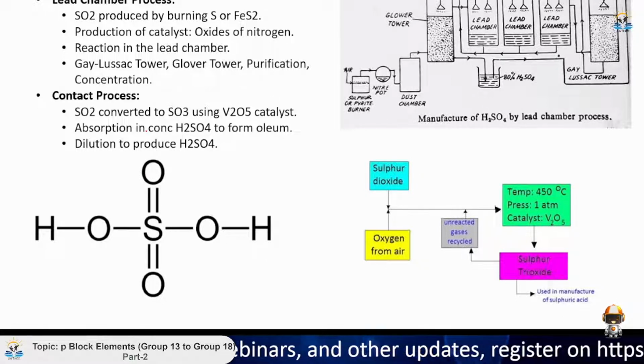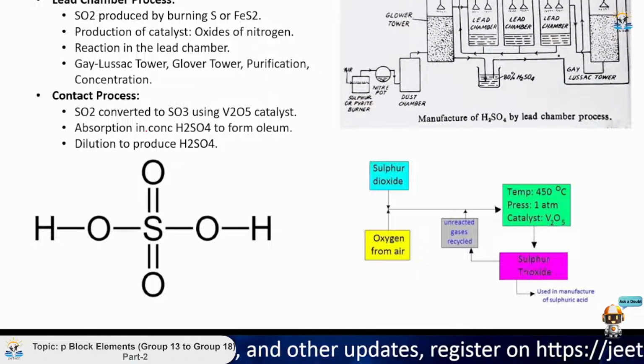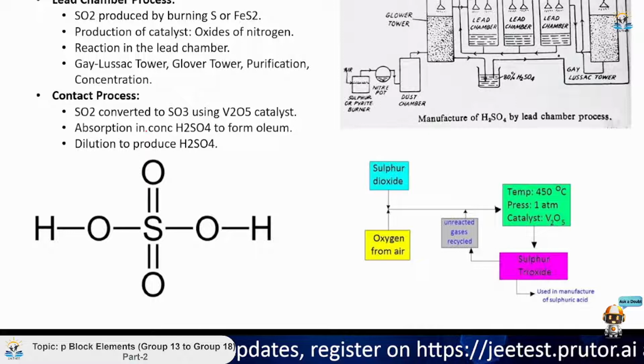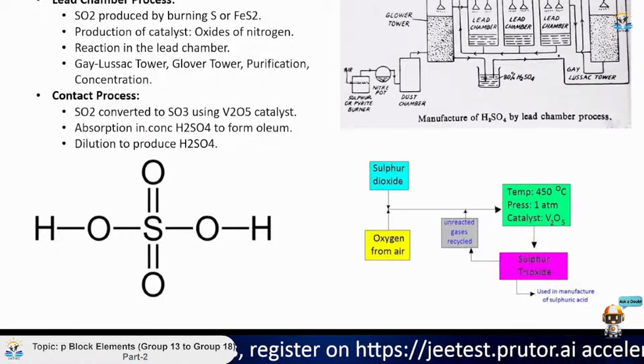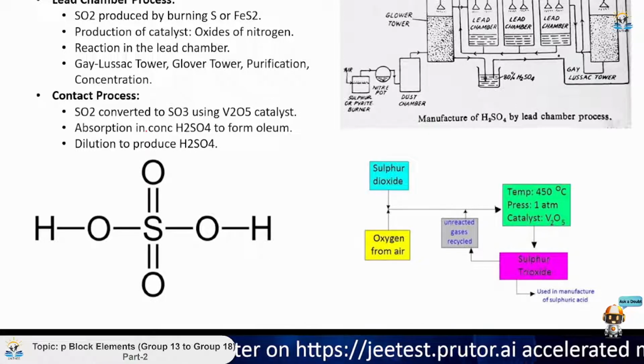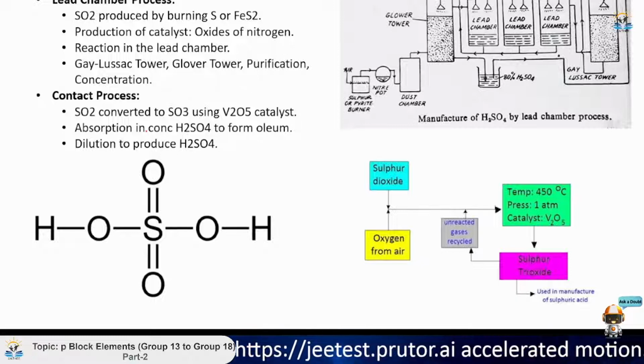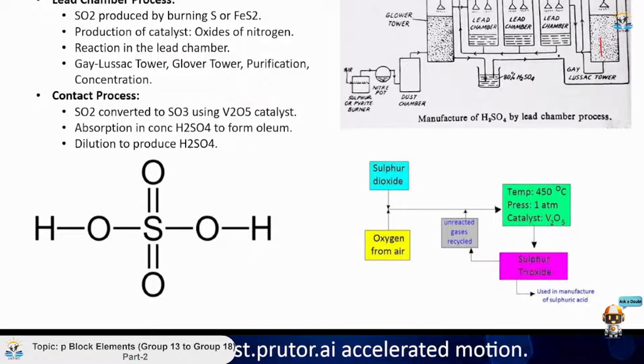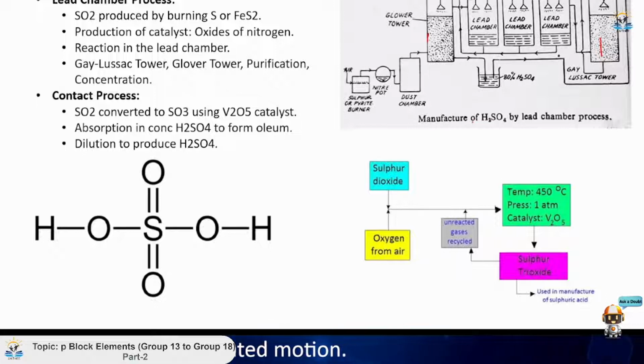One is the lead chamber process, and one is the contact process. Now the lead chamber process is an old process, and it's a bit messy also, and you have a lot of things like the Gay-Lussac's tower, which is this thing over here, or the Glover tower, that is this thing over here, and there's purification happening. Basically, both are very much the same.